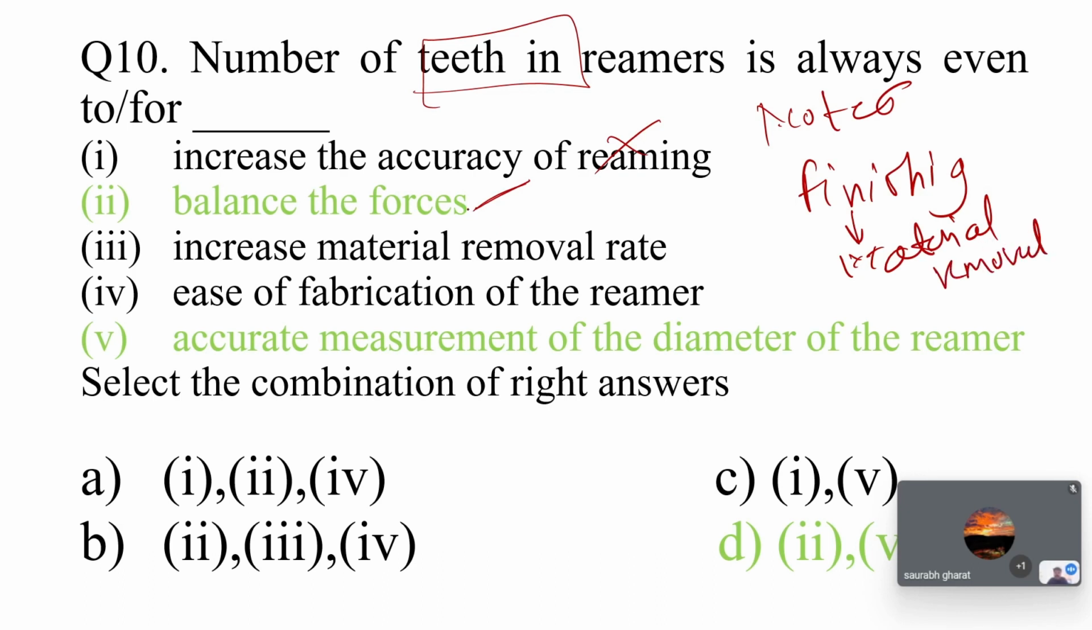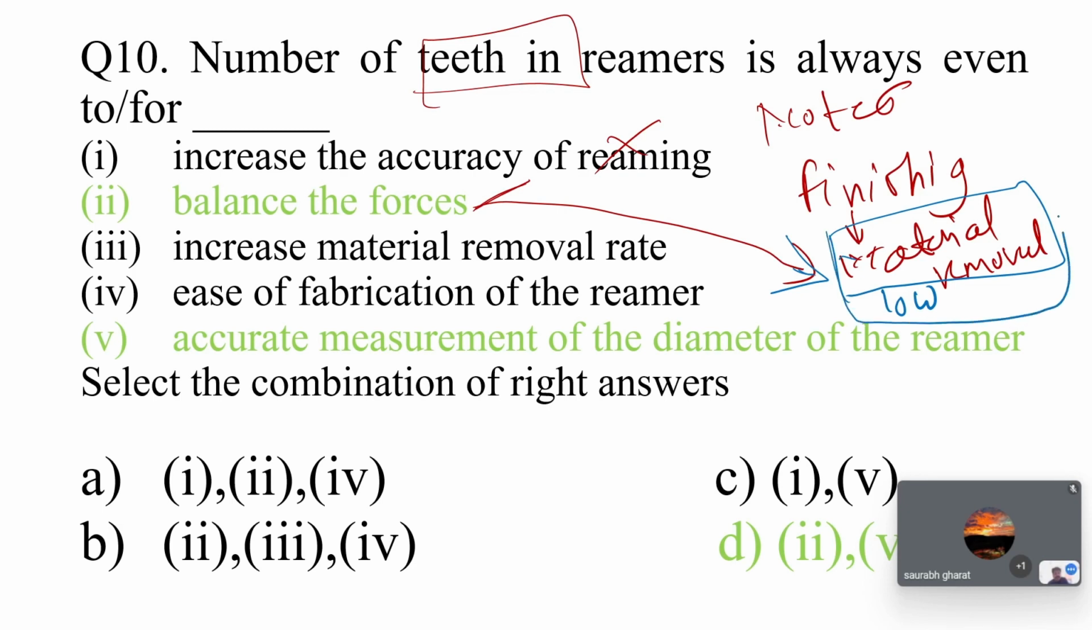Balancing the force is important because the material removal is actually less. It must be even. Balancing the cutting force is important here because otherwise your tool will break due to unbalanced forces. Increasing the material removal rate is wrong because it is already a finishing pass, so increasing the material removal is a completely wrong answer.